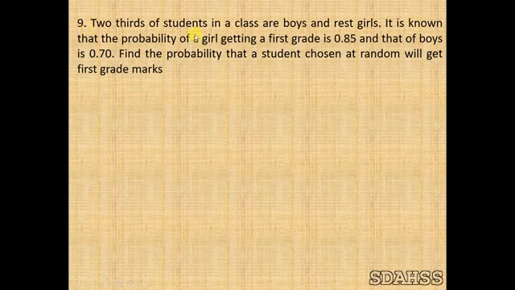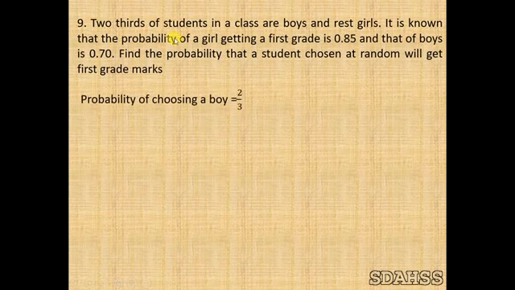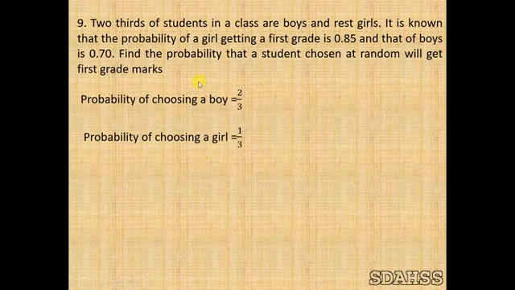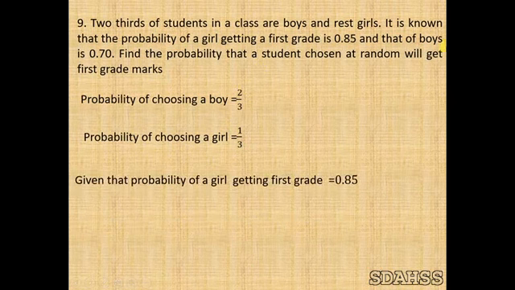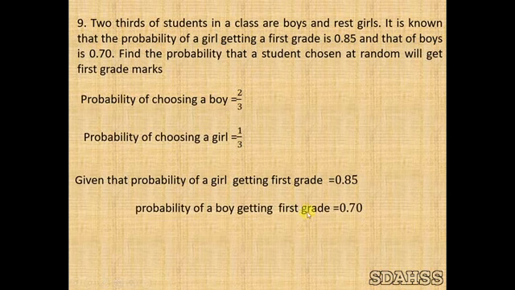Ninth sum. 2/3 of students in a class are boys and the rest girls. It is known that the probability of a girl getting a first grade is 0.85 and that of boys is 0.70. Find the probability that a student chosen at random will get first grade marks. 2/3 of students in a class are boys, so probability of choosing a boy is 2 by 3, and the rest girls, so probability of choosing a girl is 1 by 3. Probability of a girl getting first grade is 0.85 and the probability of a boy getting first grade is 0.70.